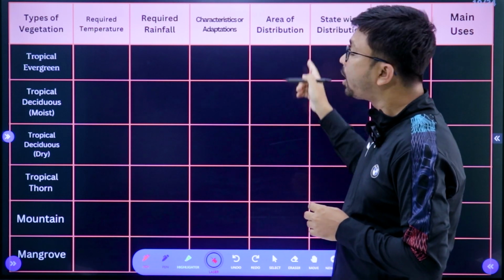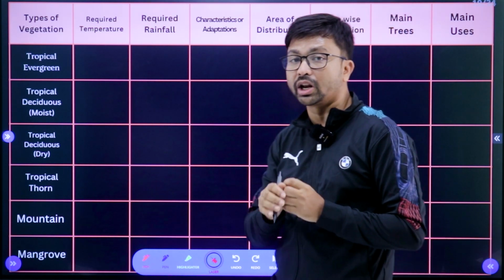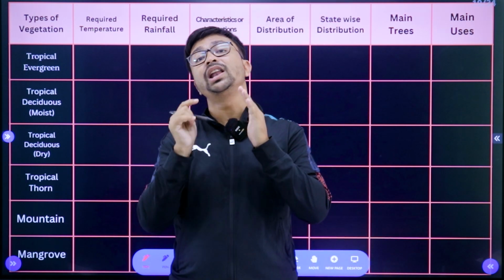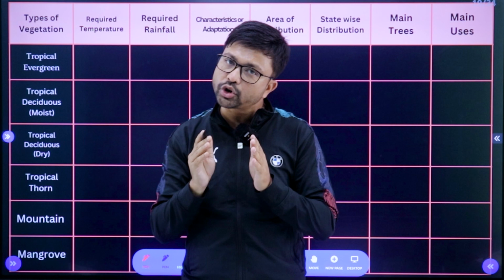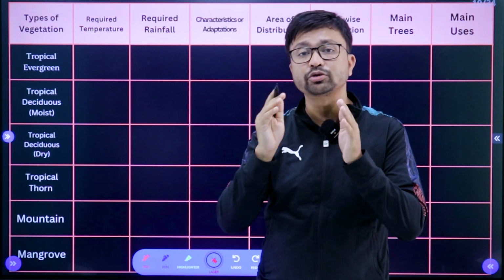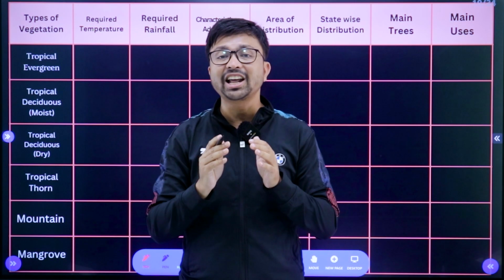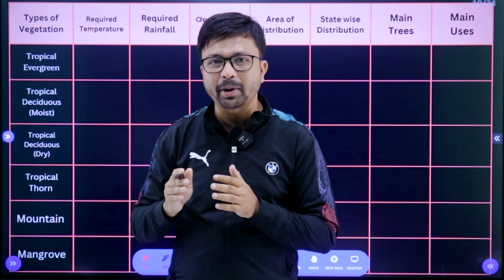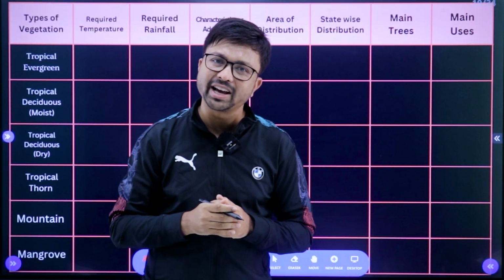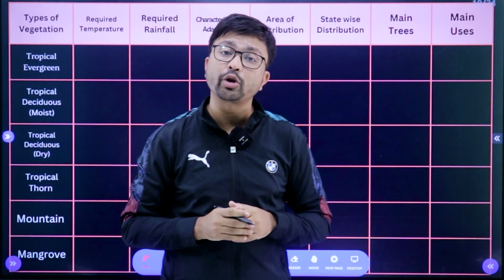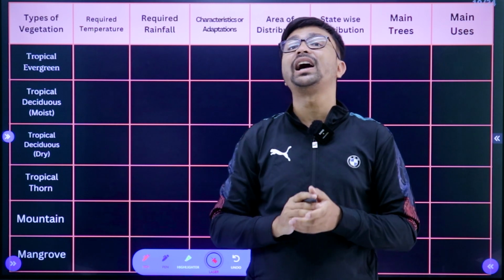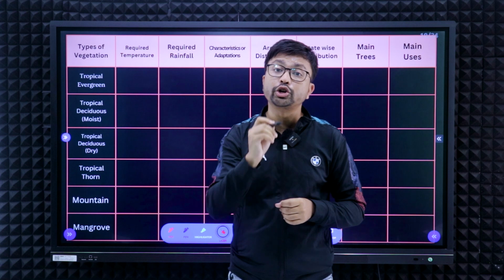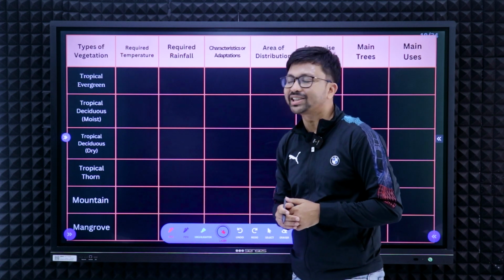Next, the area of distribution and the state-wise distribution. Remember, they look the same, but there is a very fine difference. The Council is very particular about that. If the question asks which areas we get such vegetation in, you need to mention it area-wise, like the western part of the Western Ghats, the eastern part of the Eastern Ghats, Gangetic plain areas or river delta areas. But if it asks you to name the states for the particular natural vegetation, remember you need to specify the place with the state's name.